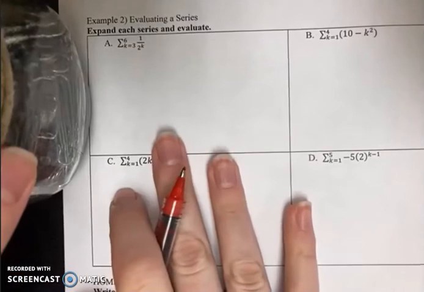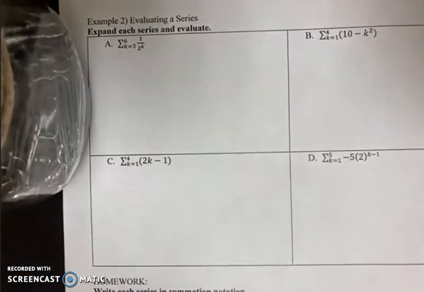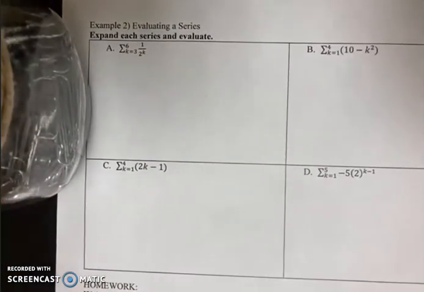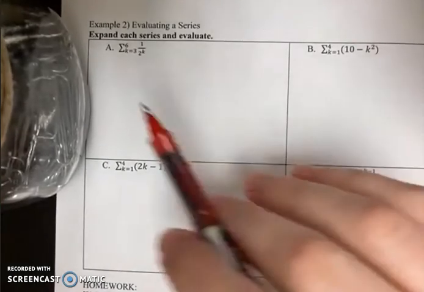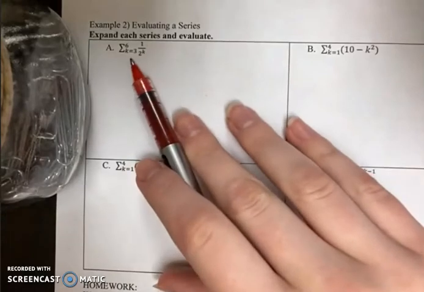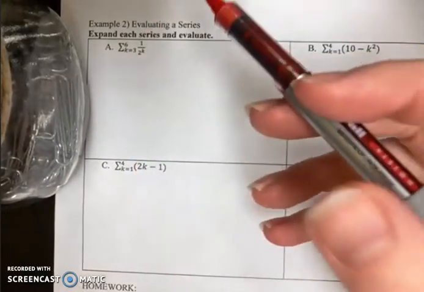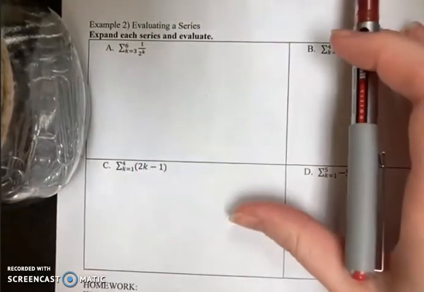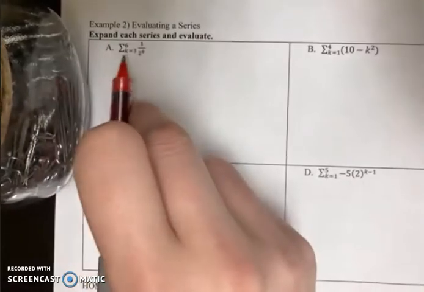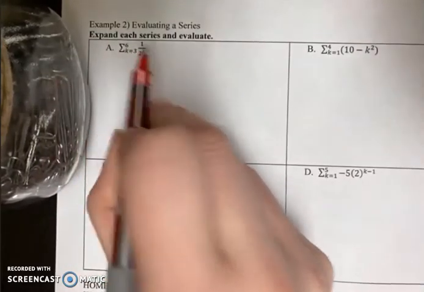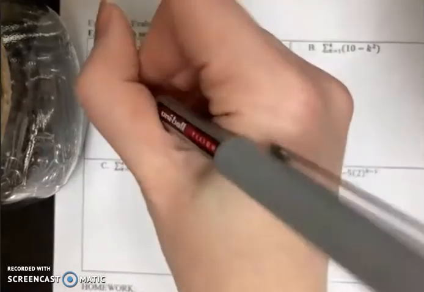We are now going to expand each series and evaluate them. So here's where you may see that we're starting somewhere other than 1. So make sure you pay attention. This time, instead of using I, I used K, just to show you there are different ways that you could be writing this. So starting at 3 means I start plugging in at 3.